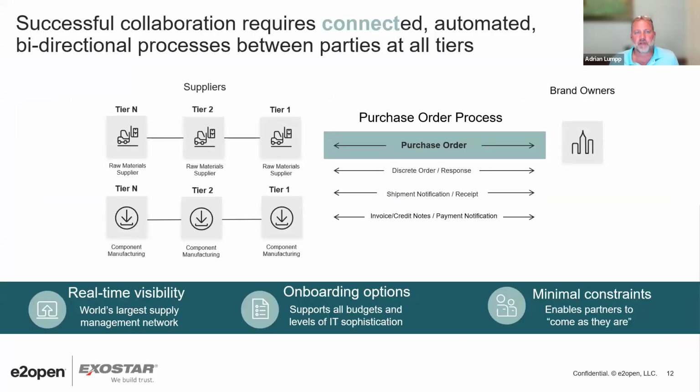So as I mentioned, as a foundational component, order collaboration connects our clients with any number of critical supply chain tiers with bidirectional communication through the entire management of an order, order lifecycle management. This includes, itemized down at the bottom of the slide, real-time visibility through our large network of suppliers, of course, of which, as Kevin mentioned, many of those are already enabled on the Exostar network.